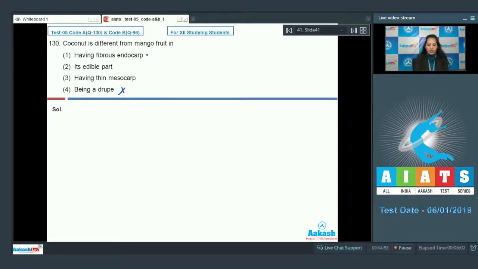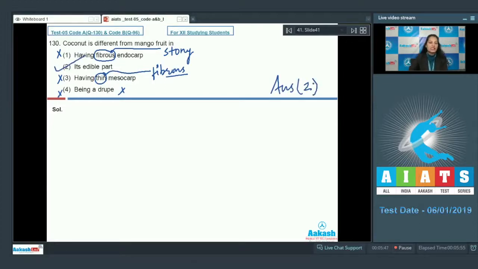Now see the first part: they differ in having fibrous endocarp. Both have stony endocarp, so this option is ruled out. Third, having thin mesocarp. Coconut has a fibrous mesocarp, which is called coir, and in case of mango the mesocarp is fleshy and edible. So this option is also ruled out. The left option is second, its edible part. Yes, coconut differs from mango fruit in its edible part, because in coconut the edible part is endosperm, whereas in mango the edible part is the mesocarp, which is fleshy. So the correct option for the given question is option number 2. Let's move on to the next question.